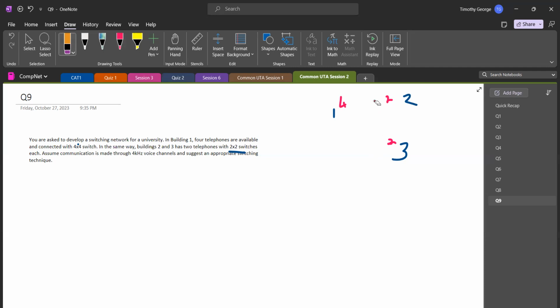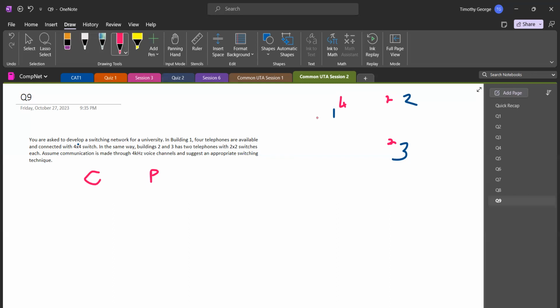Now the question is, assume communication is made through 4 kilohertz voice channels and suggest an appropriate switching technique. Here you have only 2 switching techniques to choose from. You have either circuit switching or packet switching.